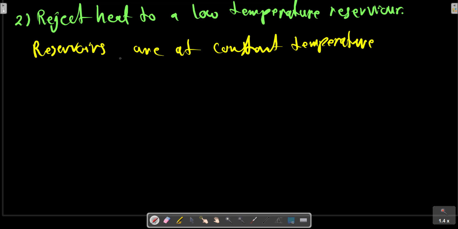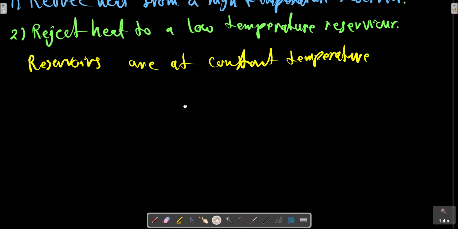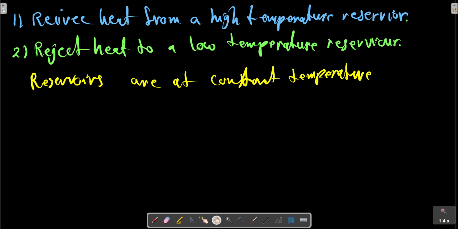Since the reservoirs are at constant temperature regardless of the amount of heat transfer, let us assume that this heat engine, which operates between the given high temperature and low temperature reservoirs as shown, does so in a cycle in which every process is reversible.